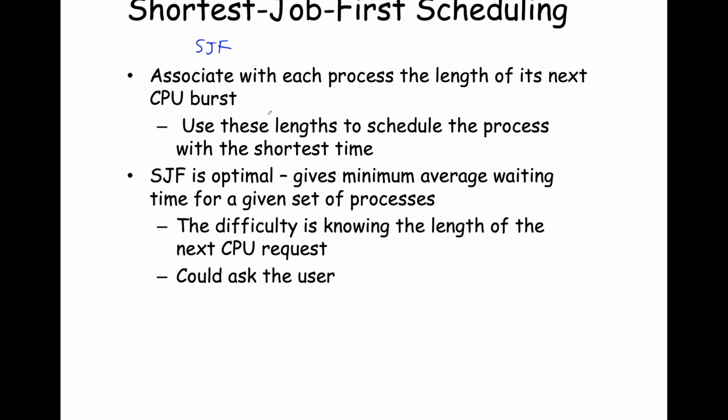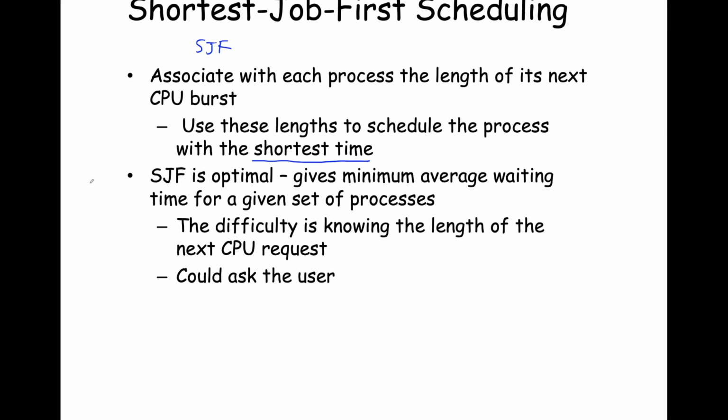Now, you're going to use these lengths to schedule the processes, but you're going to prefer not the first process that arrived, but the process associated with the shortest CPU burst time. That's to address specifically the convoy effect that we talked about before. Shortest job first is optimal. It gives you the minimum average wait time for a set of processes, because it prefers the shortest burst time first in making its scheduling decisions, so you tend to get smaller average wait times. The practical difficulty is knowing the length of the next CPU request.